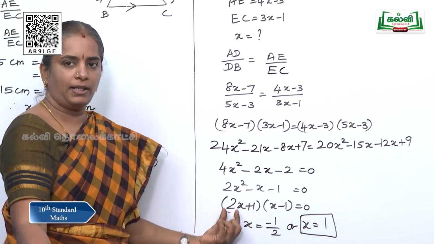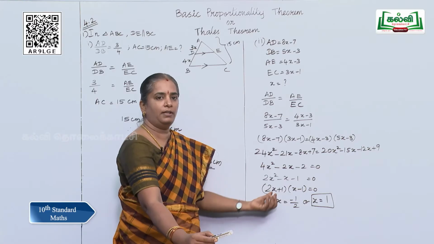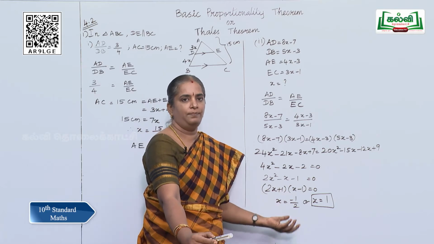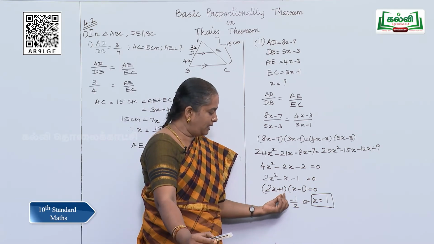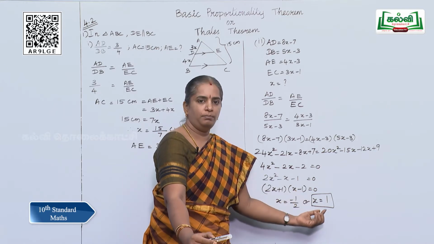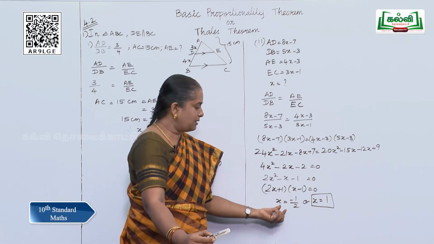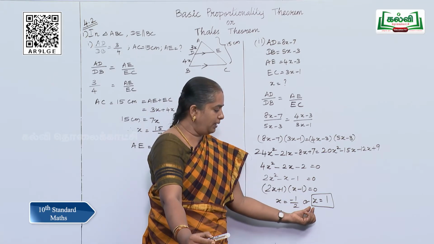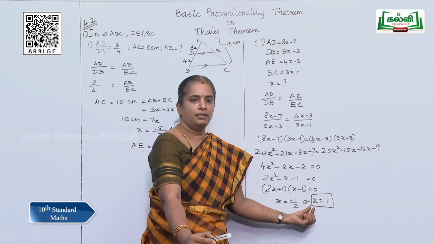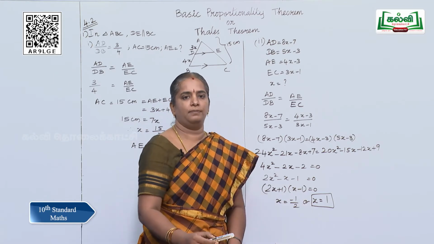So, after factorizing, we will be getting (2x + 1)(x − 1) as factors, which is equal to 0. So, we will be getting the value of x as −1/2 or +1. Since x is the measurement of a side, it should not be negative. So, the only value we can accept is x = 1, which is our answer.